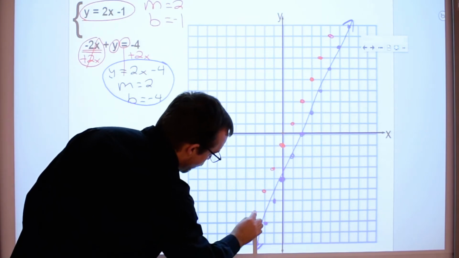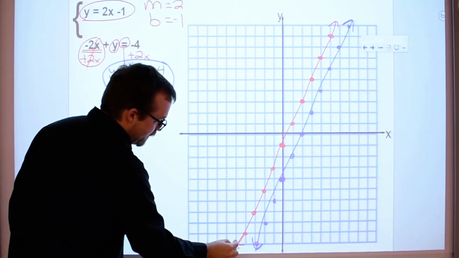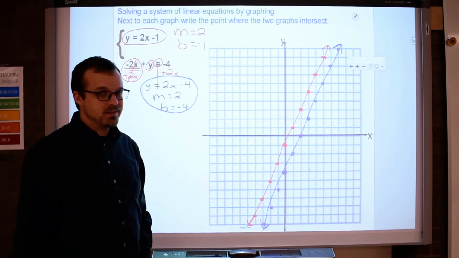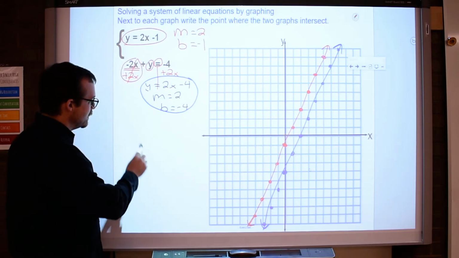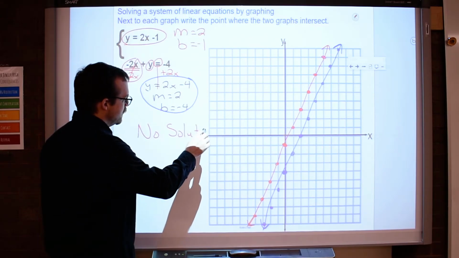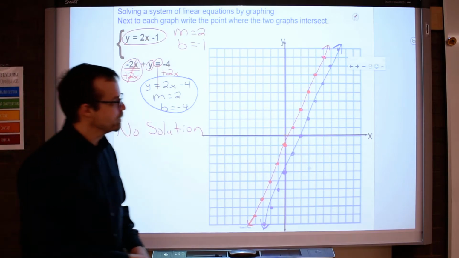As you can tell, none of these points are going to actually intersect. No matter if we keep on going in the negative direction or the positive direction, we end up with two lines that never intersect. So this is also no solution, because the two lines are parallel. Two parallel lines are never going to touch, so you can't have a solution.